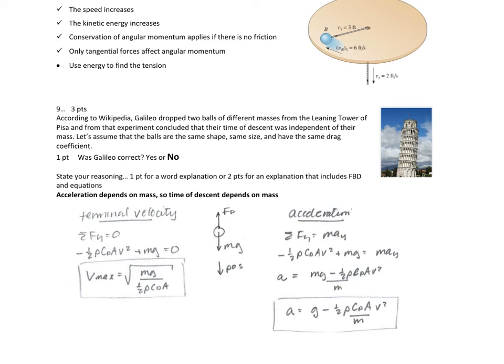We did some homework problems. We did some examples in class, and we know that the maximum speed is dependent on mass, and the acceleration is also dependent on mass.